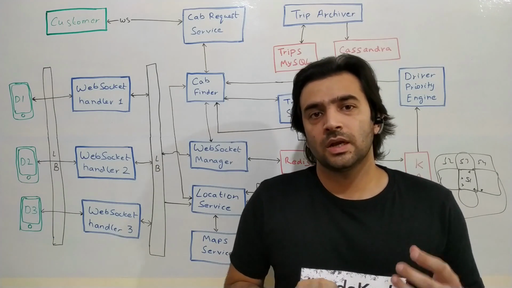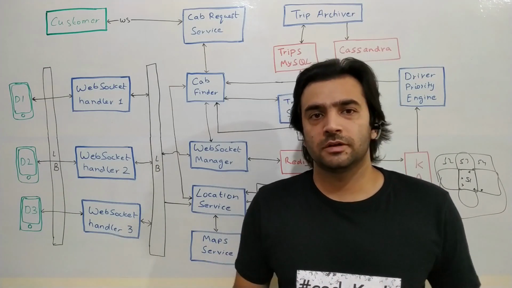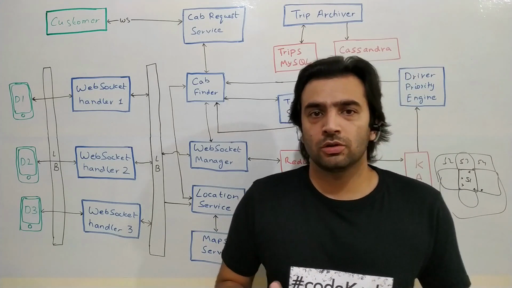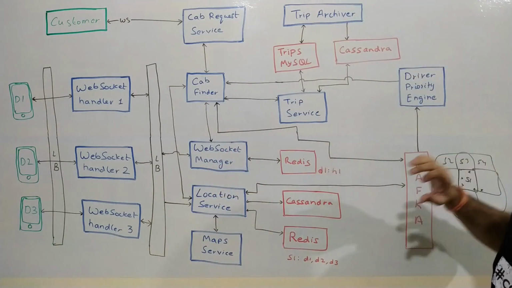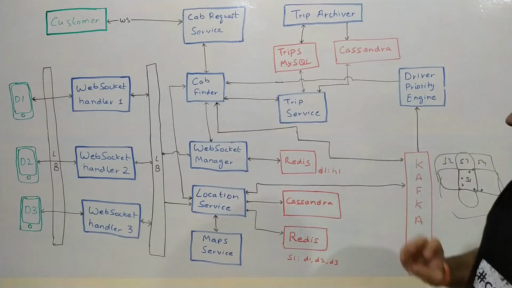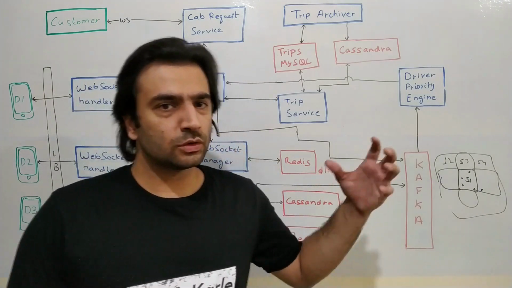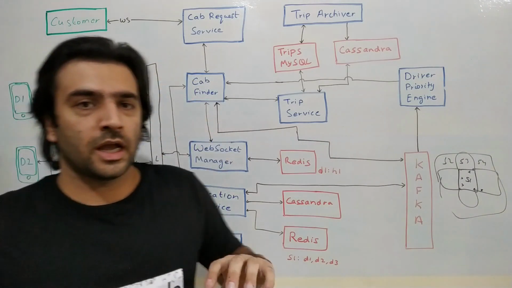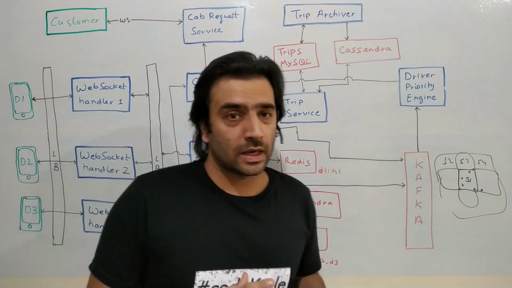Now, given whatever mode it is, it might need some additional inputs. So if it's the best driver mode, then it might need to stack rank all the drivers, right? All of that is handled by the driver priority engine. We'll get to the logic it follows later on, but cab finder then queries the driver priority engine saying, I have these drivers for this kind of customer. You just arrange them and give me back. Then it gets a list of those drivers and, given the mode and the list, it tries to identify one of the drivers who will actually do that trip.